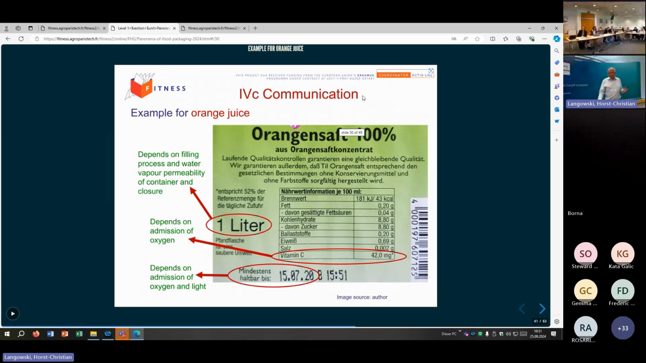So to say, this is the example from the orange juice. This one, this mandatory particular, depends on the filling process and also on the water vapor permeability of the container. If you have a plastic one, this may decrease. We have the amount of vitamin C, which may not be constant if you have admission of oxygen. And you have the date of minimum durability, which may depend on the package and many other things in the environment.